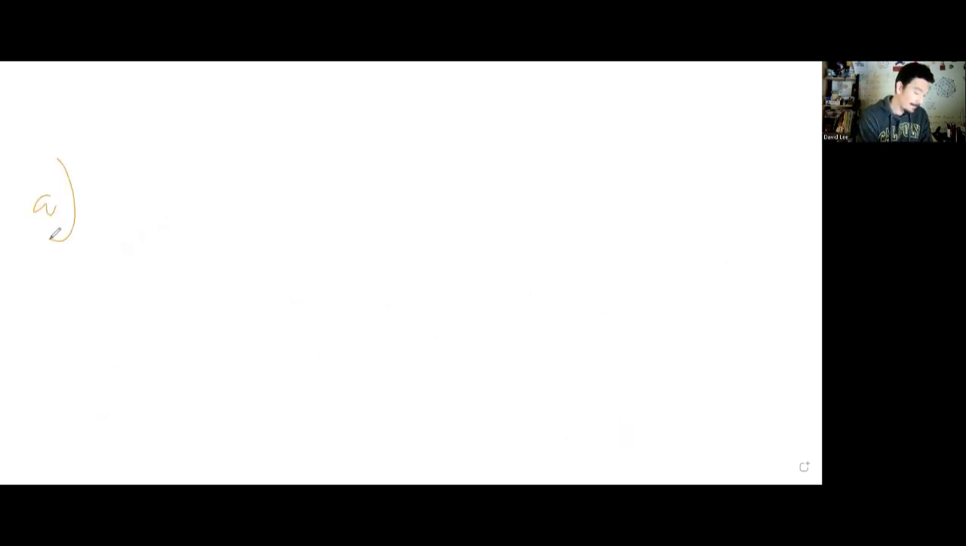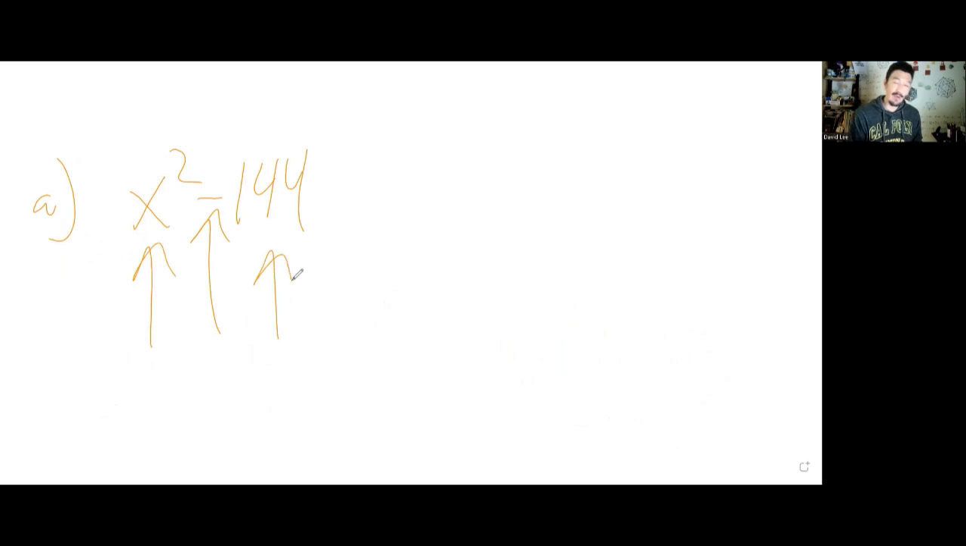So example A, how about x squared minus 144? First of all, is this a difference of squares? Well, difference requires a subtraction. We got that. Is this and this perfect squares? Do you know the square root of x squared? Do you know the square root of 144?